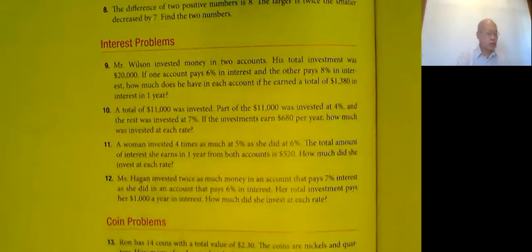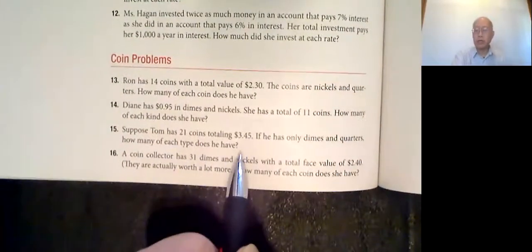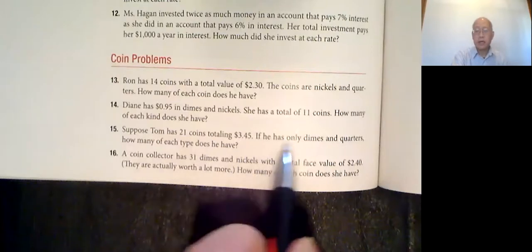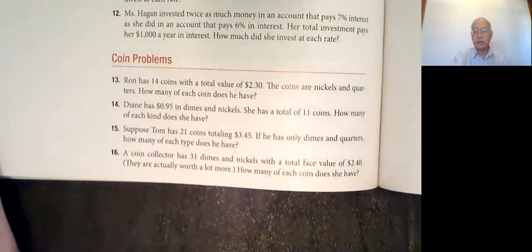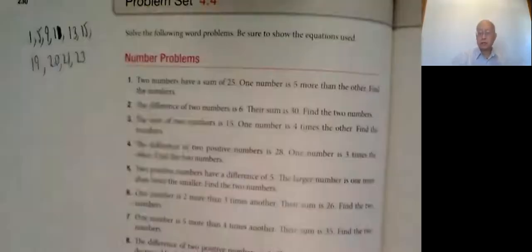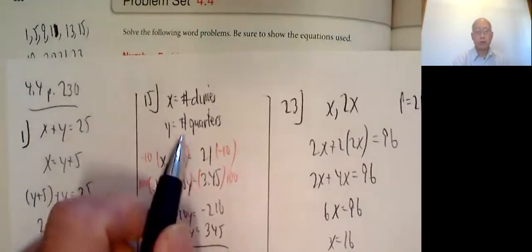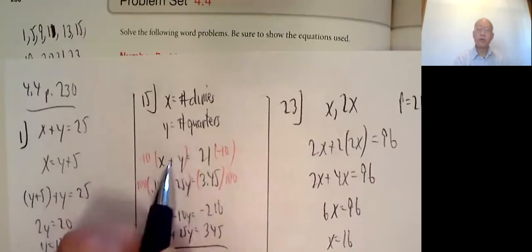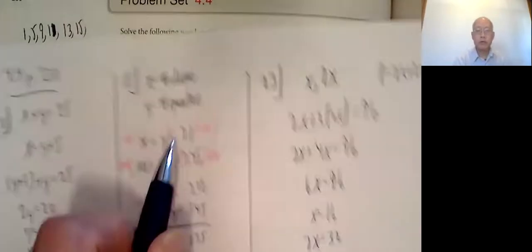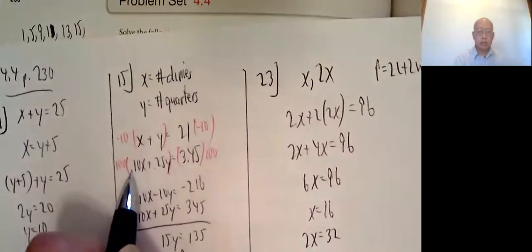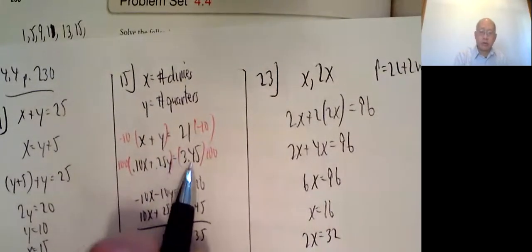Okay, 15 is a coin problem. Suppose Tom has 21 coins totaling $3.45. He has dimes and quarters. How many of each type does he have? It's 21 coins, only dimes and quarters, $3.45. So x equals the number of dimes, y equals the number of quarters. We have 21 coins, so x plus y equals 21. Temporarily ignore the red. The dimes are worth 10 cents, so 0.10x, plus the worth of the quarters, 0.25y, equals $3.45.